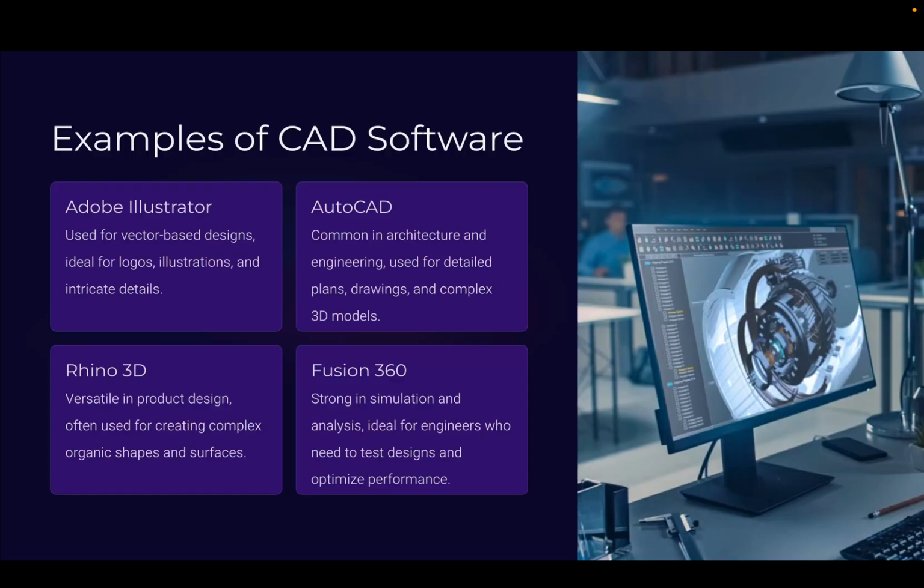And for senior students, they will also use Rhino 3D. It's great for product design, especially for complex shapes. Fusion 360 is another CAD software that is used by engineers. It allows engineers and designers to simulate real-world performance.